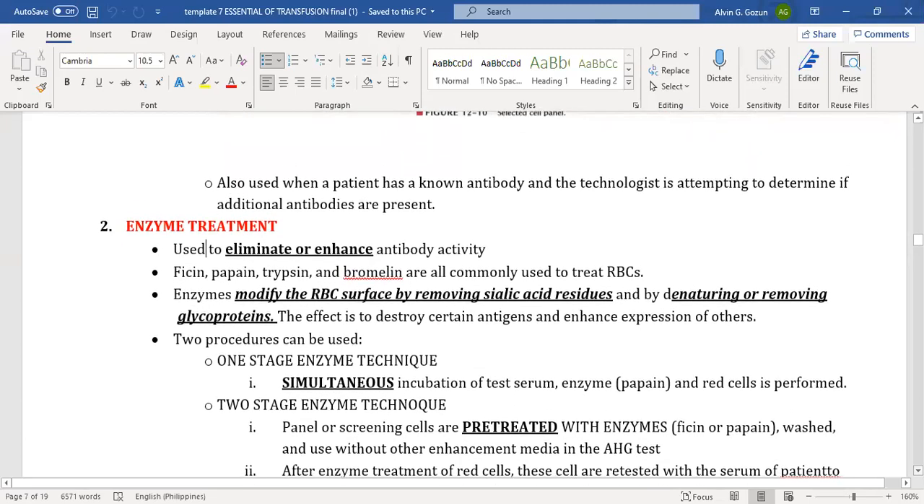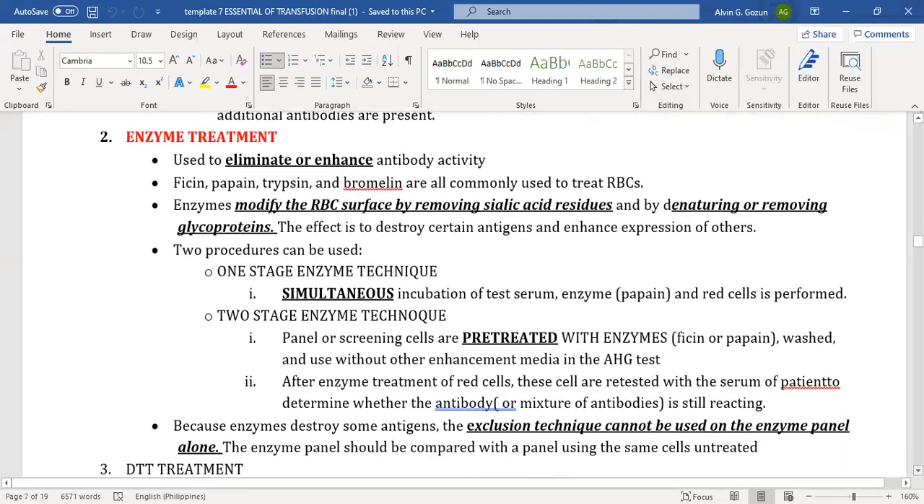Okay, and there are 2 procedures when doing enzyme treatment. Must know, it appears in the board exam. One-stage enzyme technique: simultaneous incubation of test serum, enzyme, and red cells is performed. It means everything is together in one testing medium. You combine them all at once.